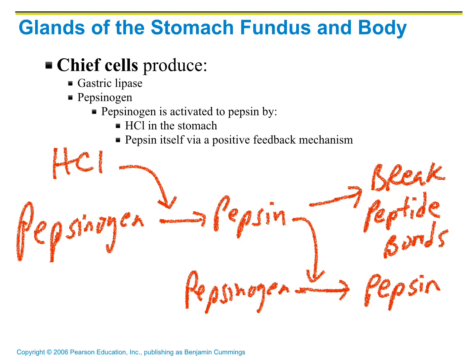And so now if you look on this, you see how pepsin arrows down to another pepsinogen. What it does is when HCl converts pepsinogen to pepsin, pepsin not only breaks peptide bonds, it also converts other pepsinogen to pepsin.